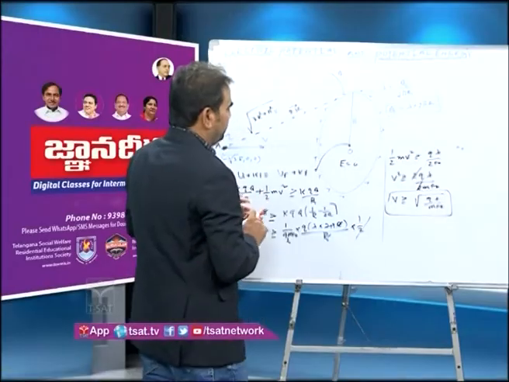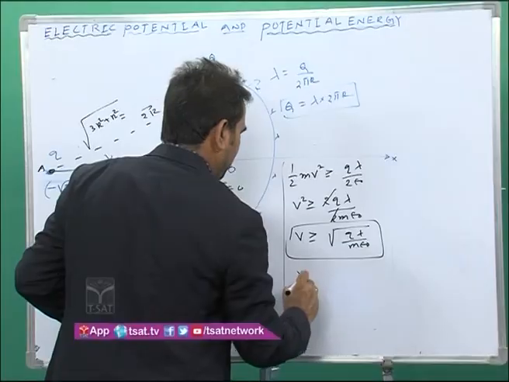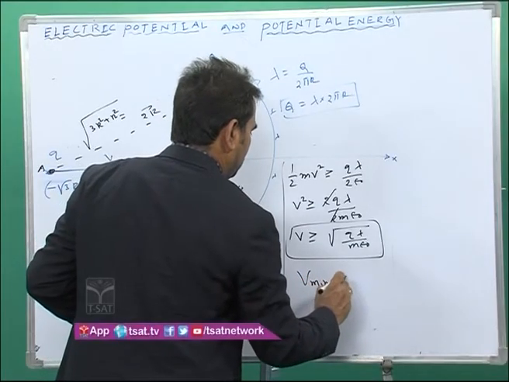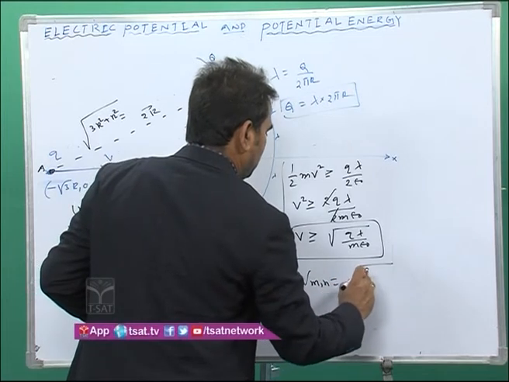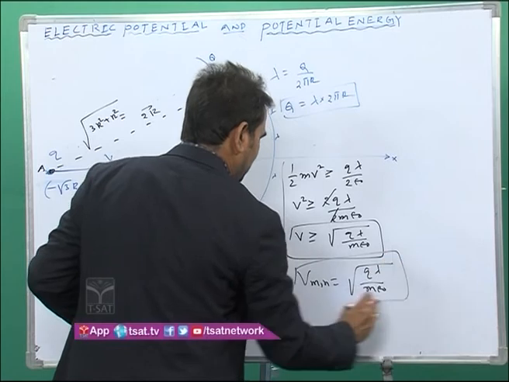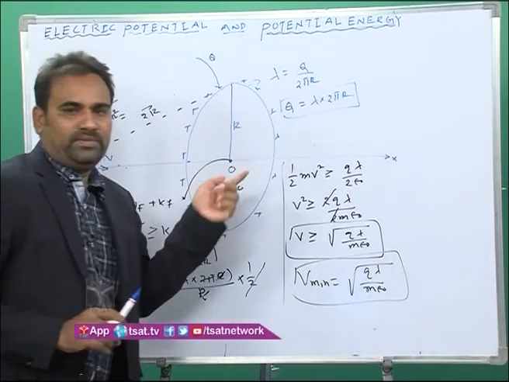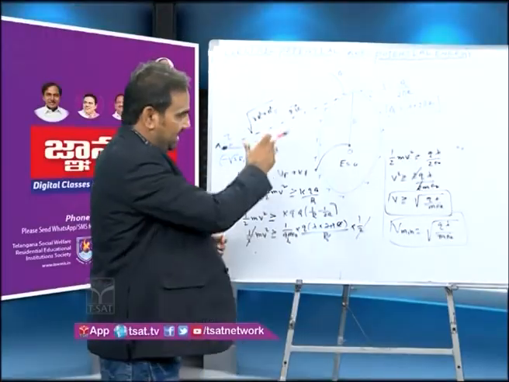So, the minimum velocity required for the particle to cross the center is given by v minimum equal to root over q lambda upon m epsilon naught. So, with this velocity the particle crosses the center of this ring.